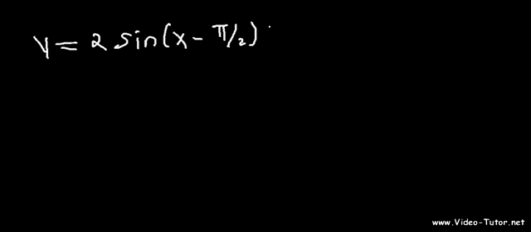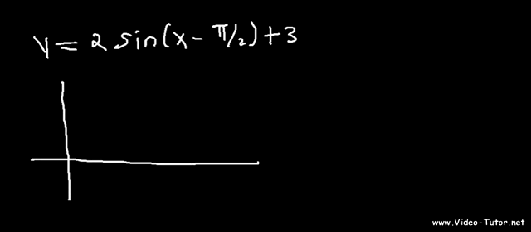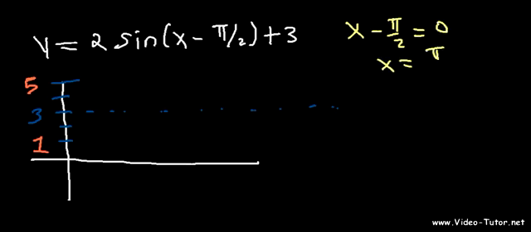So now let's introduce the phase shift. If y is equal to 2 sine x minus pi over 2 plus 3. Okay, so let's make the graph. We can see that the vertical shift is up 3 and the amplitude is 2. So 3 plus 2 is 5 and 3 minus 2 is 1. So let's draw the horizontal line here. Now our phase shift, to find it, set the inside equal to 0 and solve for x. So it's going to be pi over 2.